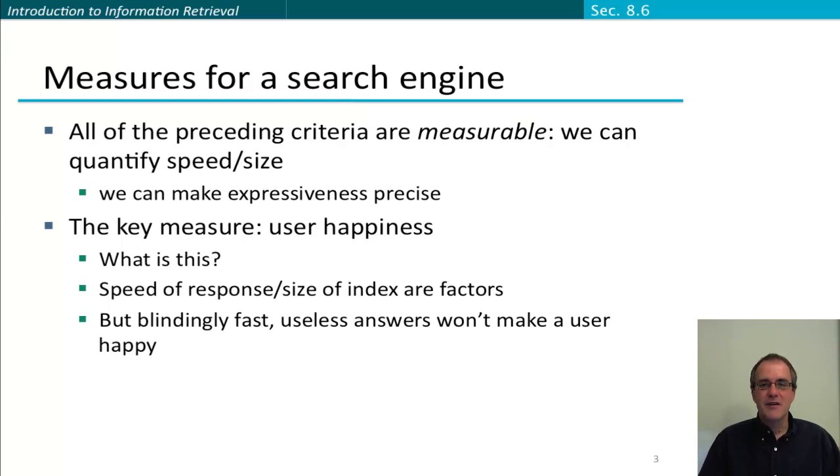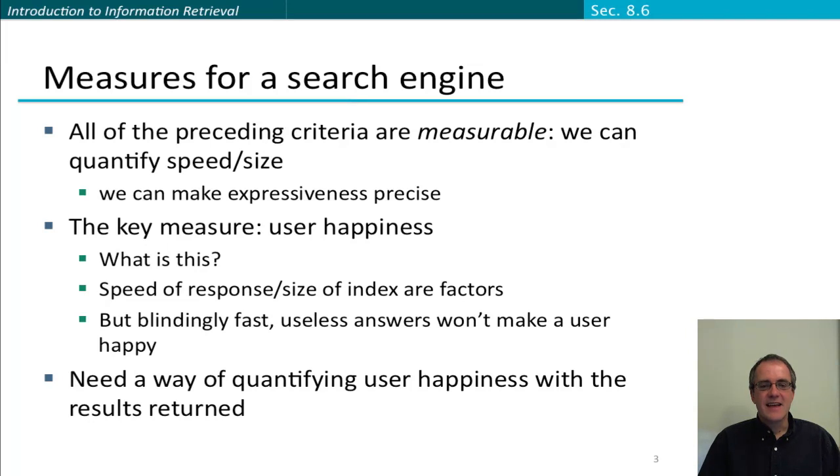And speed of response and size of the index are certainly factors, but by themselves, blindingly fast, useless answers won't make a user happy. So a huge part of user happiness is, are the returned results that they want? And so that's the metric of relevance of results to a user's information need.